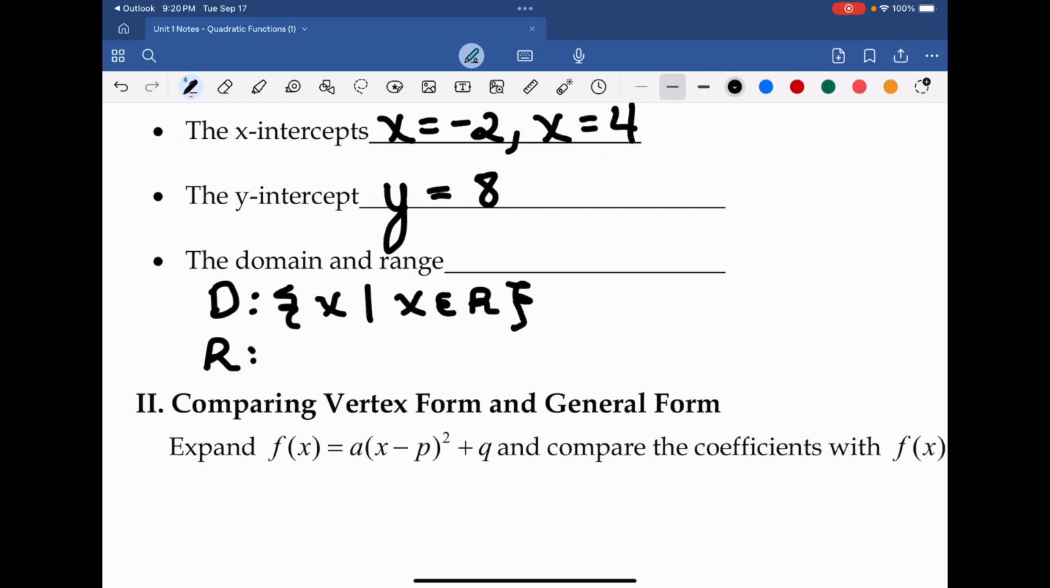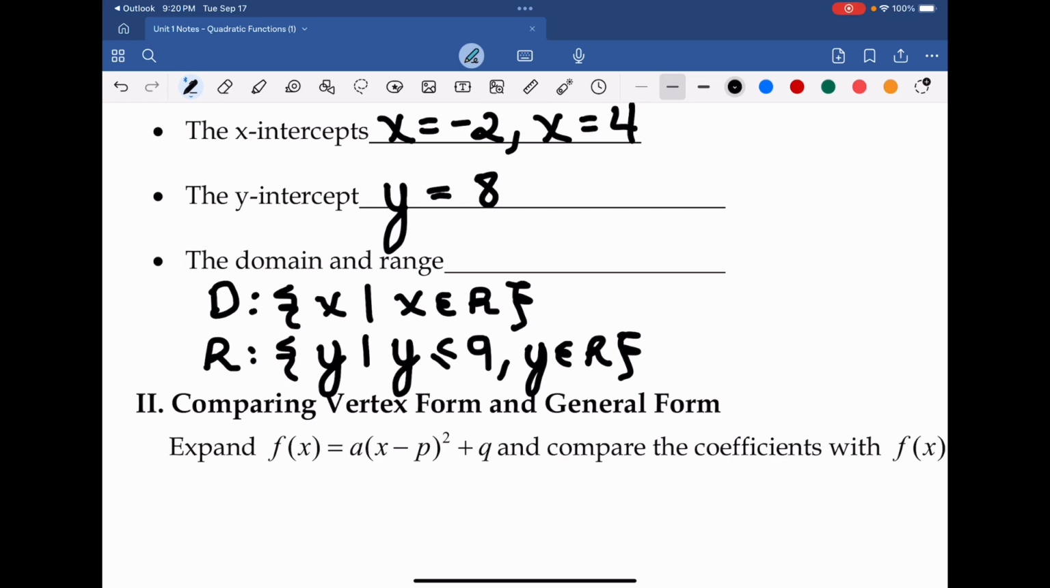The range, well, we know that there's a highest value of, in this case, 9. So we're going to say y such that y is less than or equal to that 9. Once it's past 9, it can realistically be any number in the real plane, which we write as y is an element of the reals.